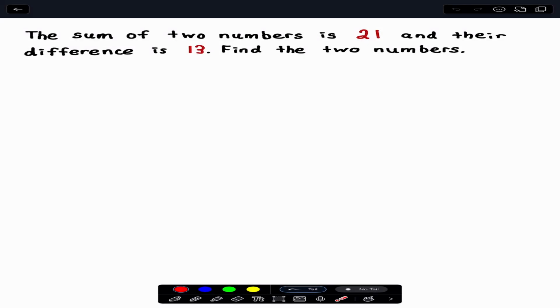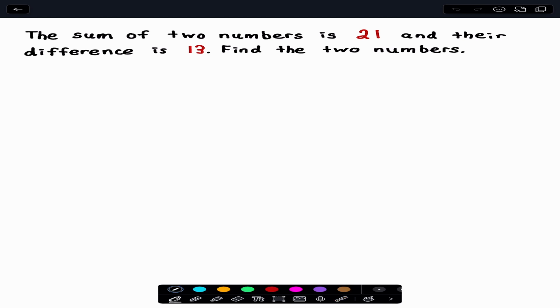Let's jump straight into our first word problem, the numbers problem. And I think if you read the question, you can see why it's called the numbers problem. So our question says, the sum of two numbers is 21, and their difference is 13. And we need to find the two numbers.